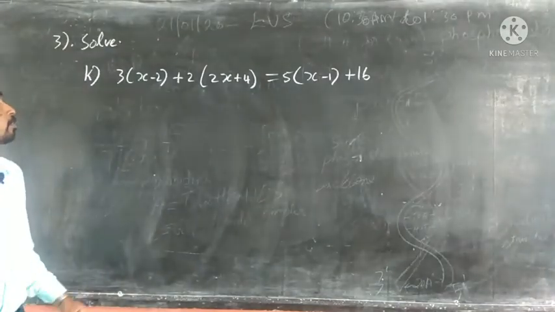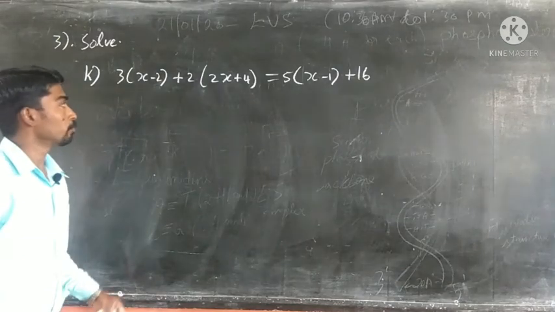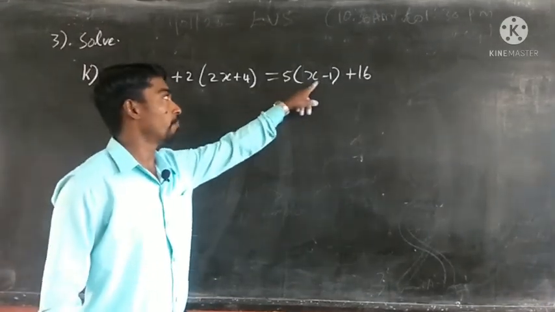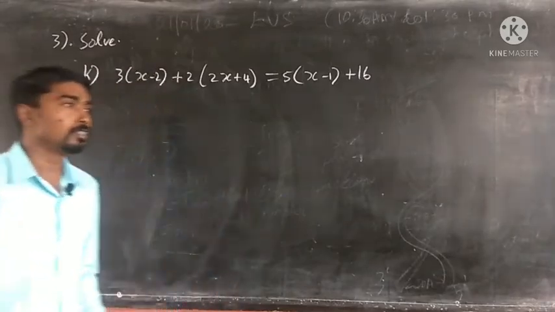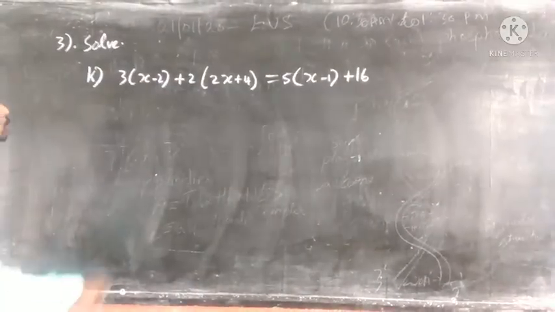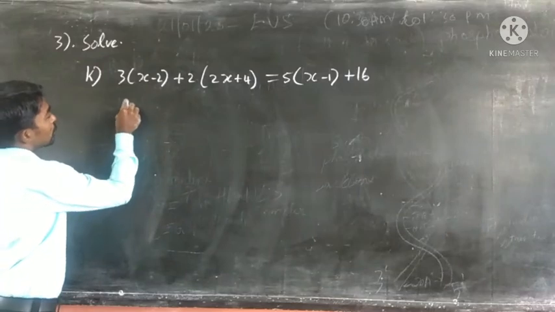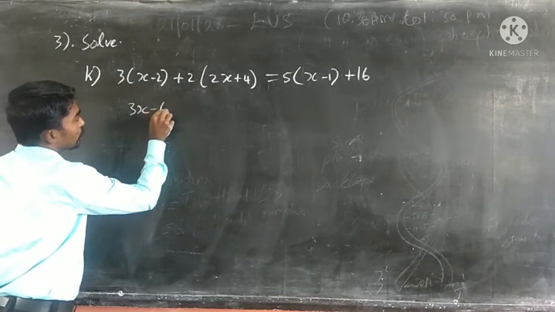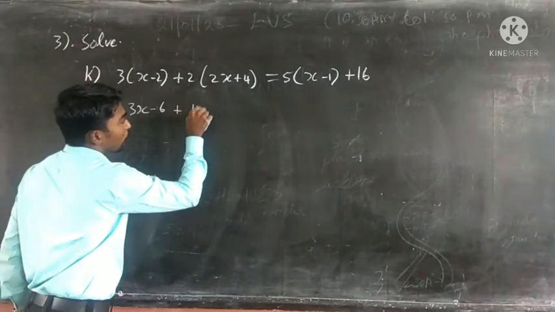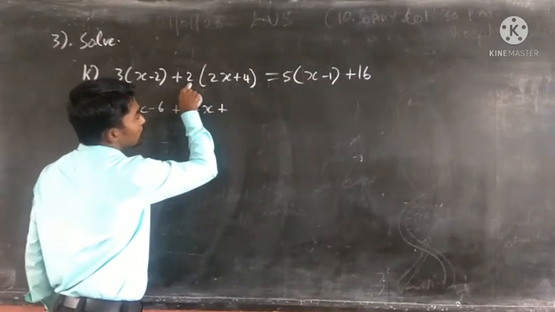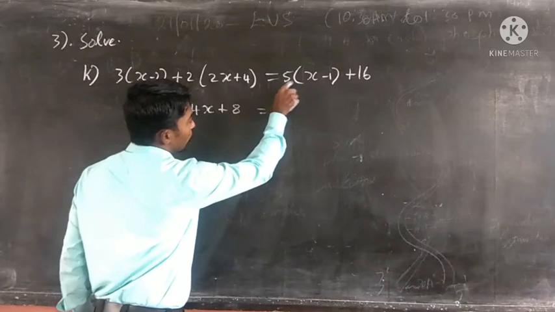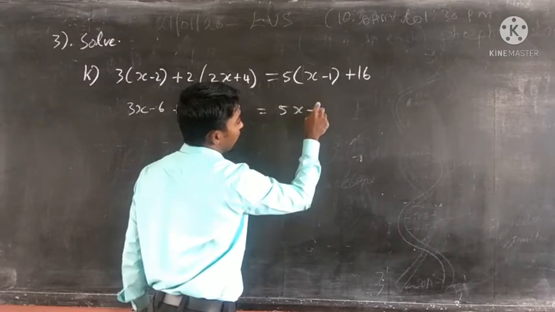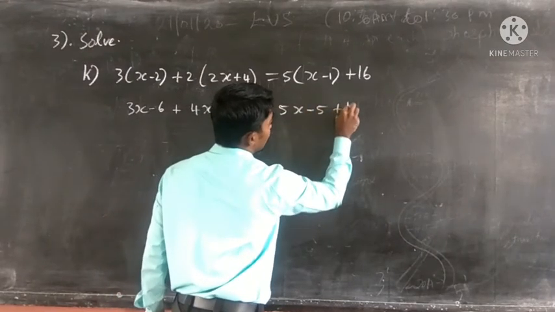Last subdivision. 3 of x minus 2 plus 2 of 2x plus 4 is equal to 5 of x minus 1 plus 16. Here we are going to find the value of x. 3 multiply inside, the 3x. 3 minus 2s are minus 6 plus 2 2s are 4x plus 2 4s are 8 is equal to 5 multiply inside, 5x minus 5 ones are 5 plus 16.